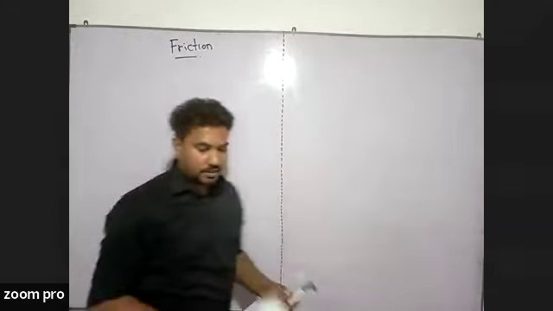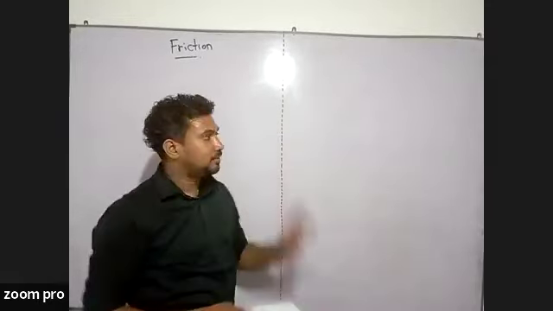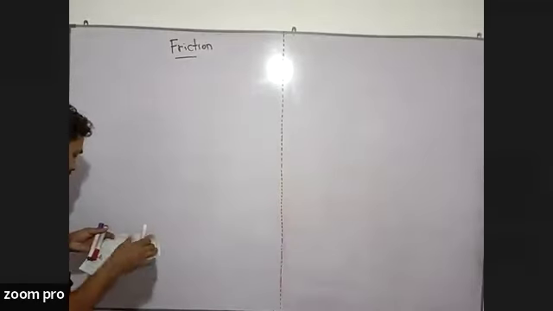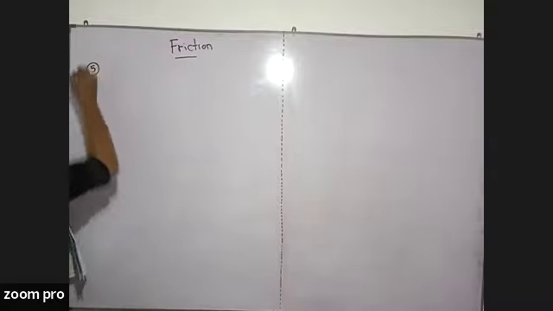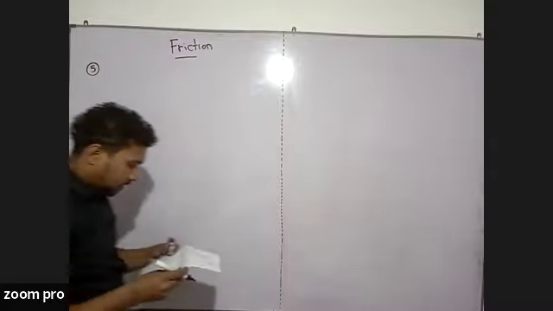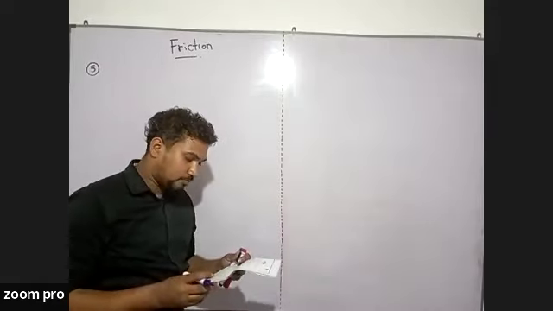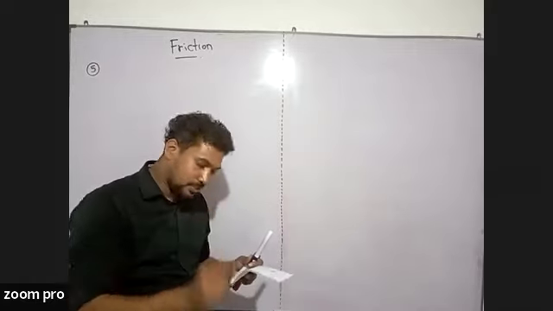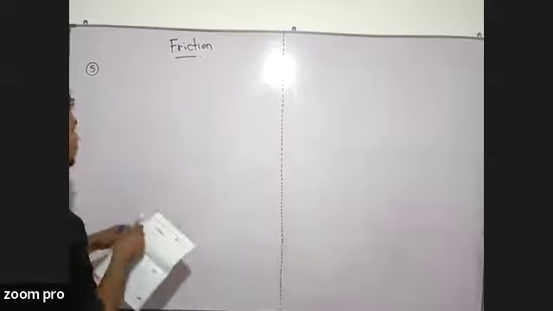Right. Okay, now I'm going to discuss some questions on friction. So let's move to the fifth question. A force of 60 Newton is applied to a wooden block of mass 5 kilogram placed on a smooth surface, as shown in the figure. Calculate the acceleration of the block.